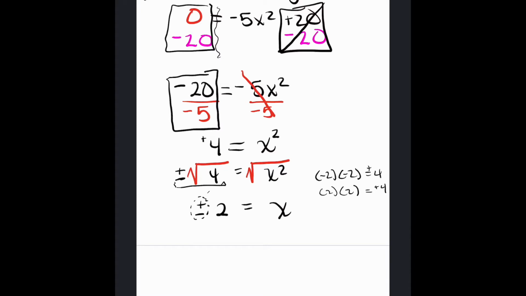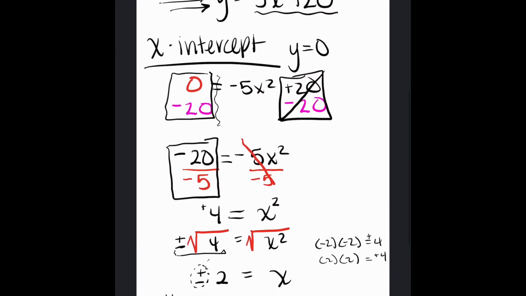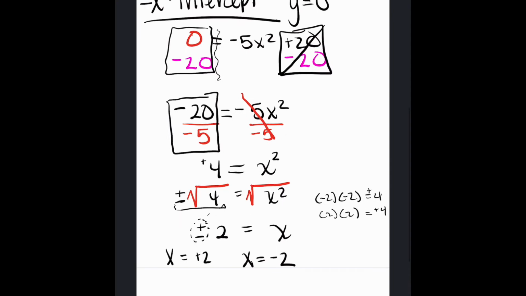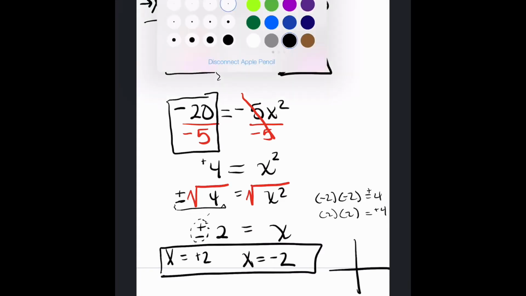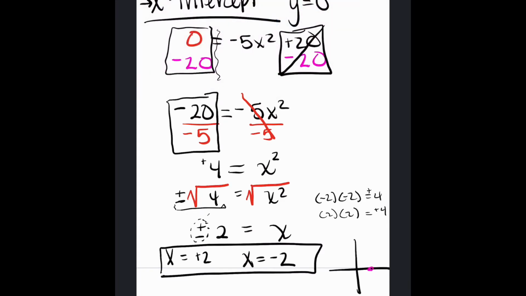So then I can split this up and say x equals positive 2, x equals negative 2. So then I'm going to go back up and say, okay, what was the whole point of this again? It was to find my x-intercepts. Oh yeah, so now I have two x equals. So if I think about my graph, that means that these two, x is positive 2 and x is negative 2, that's where the x-intercepts are going to be of my graph.